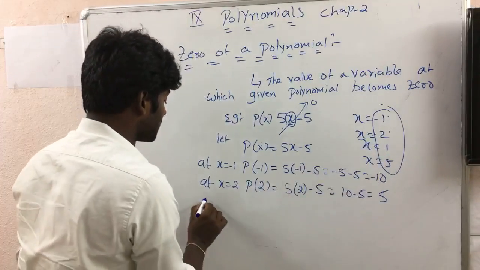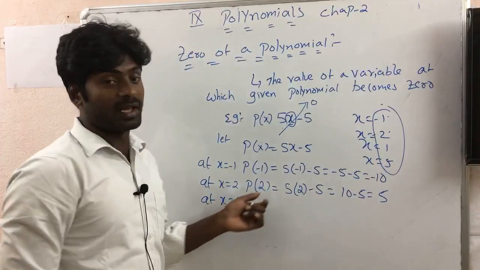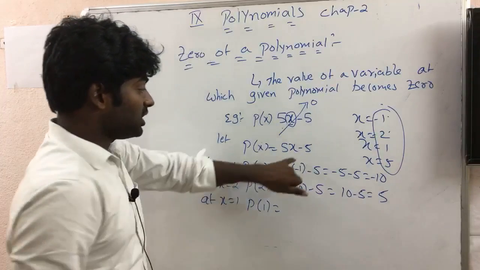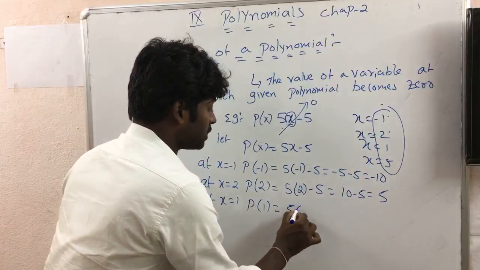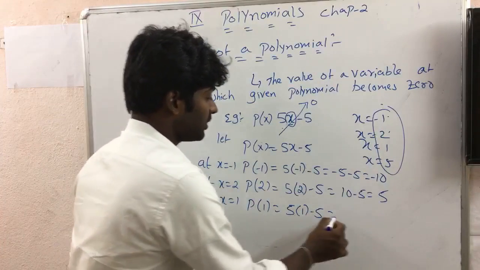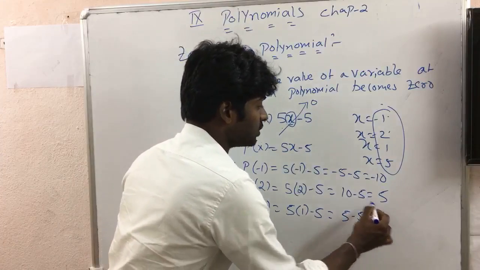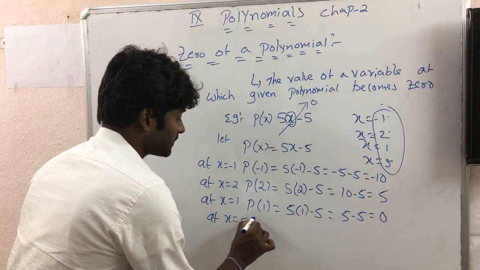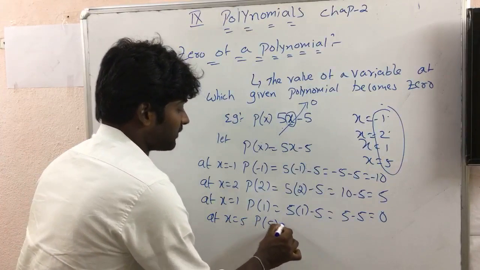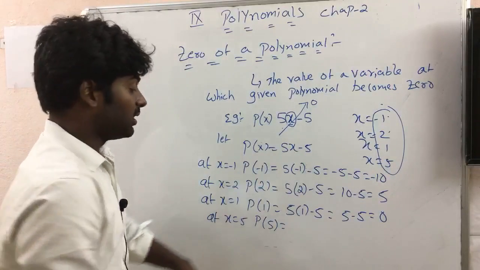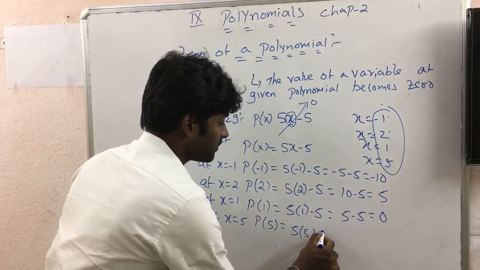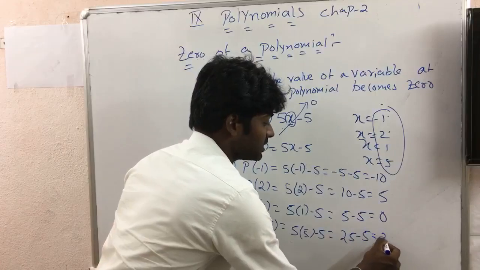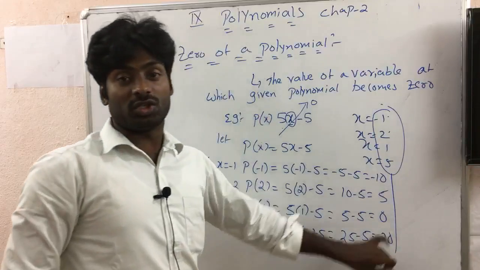Now again x equal to 1. At x equal to 1, in the place of x you are replacing with 1. So p of 1 equals 5 into 1 minus 5, 5 minus 5, 0. Now I am substituting x equal to 5. That means p of 5, wherever I see x I substitute with 5. So 5 into 5 minus 5, 5 fives are 25, minus 5. The answer is 20.